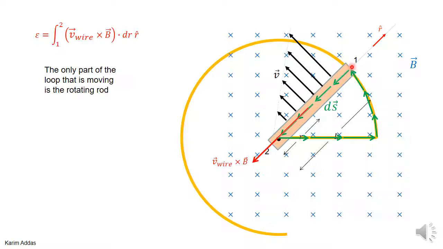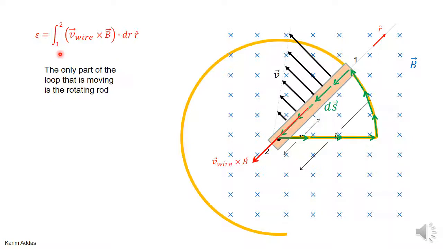And how do we write the element of length in general? The element of length in general is always dx i plus dy j plus dz k, right? So in this case, it would be dx i. And I'm just using here dr instead of dx and r hat instead of i hat. So it'll be dr r hat. So that's the element of length.